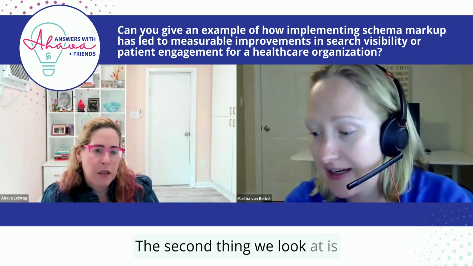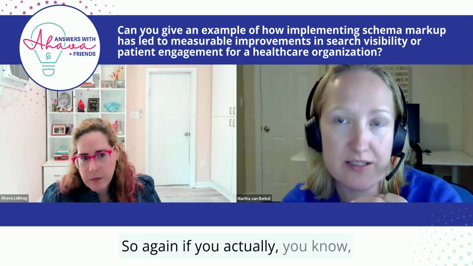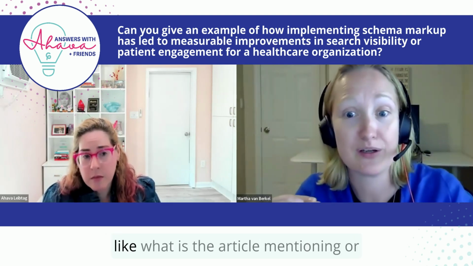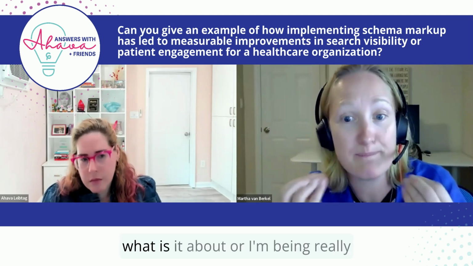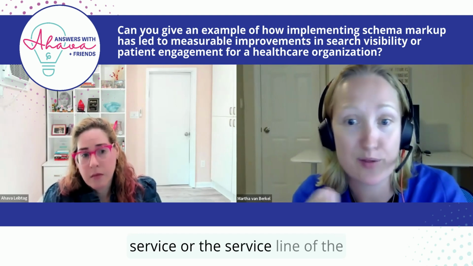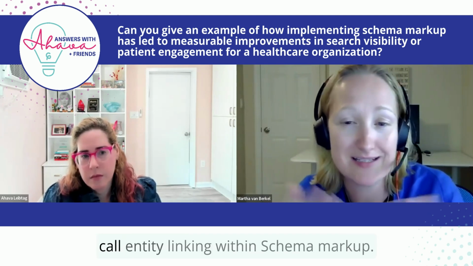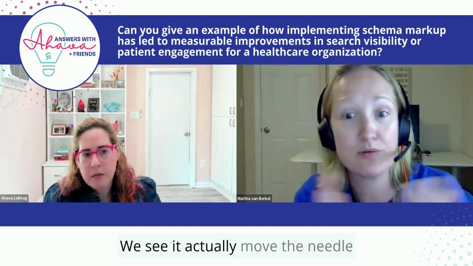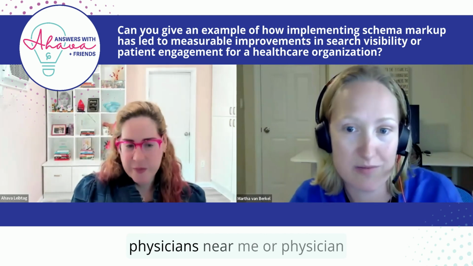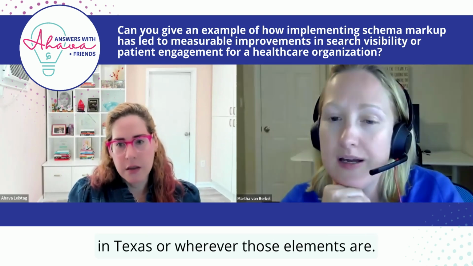The second thing we look at, over the last couple of years, is non-branded queries. If in your schema markup you add additional data about what the article is mentioning or what it is about, or you're being really clear about which city the service or the service line of the hospital is in, we are able to see, once we do this, which is just adding what we call entity linking within schema markup, it move the needle on non-branded queries. That's very important. So queries like physicians near me, or physician in Jacksonville, or physician in Texas, or wherever those elements are. So that's another one.